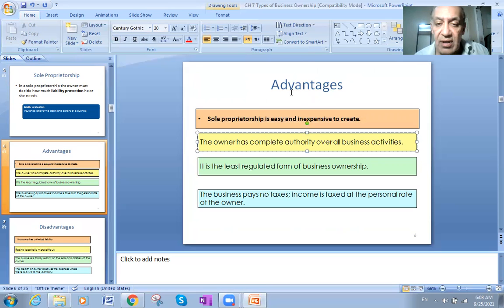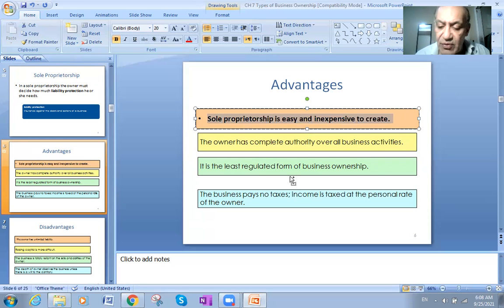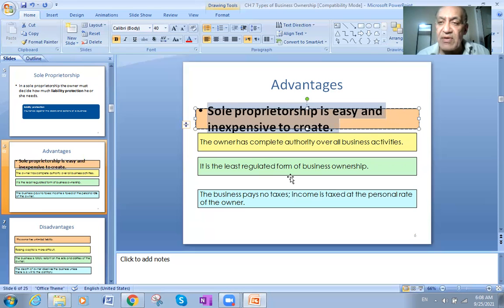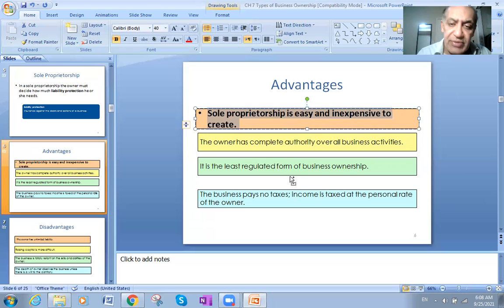sole proprietorship? First of all, a sole proprietorship is easy and inexpensive to create. Well, if you want to make a barber shop around the corner, you can do it very easily. You just go and take the license and open, and that's it. And some equipment in the barber shop, and that's it. If you want to open a convenience store, you just ask to make a convenience store, and every company will come and fill up your store with goods.